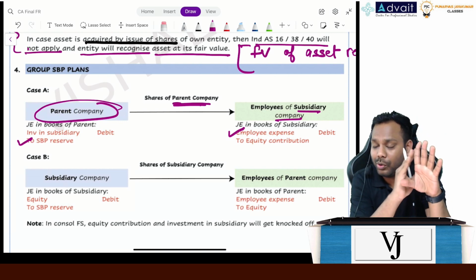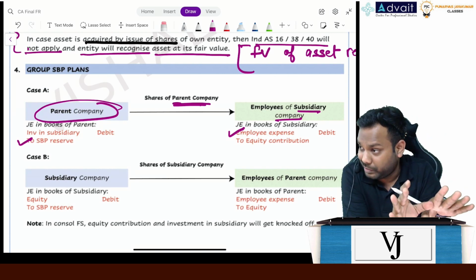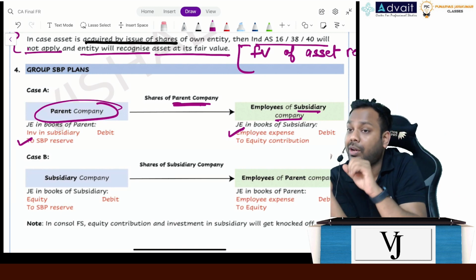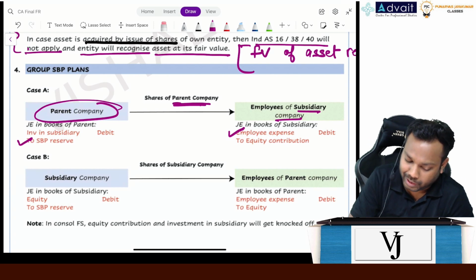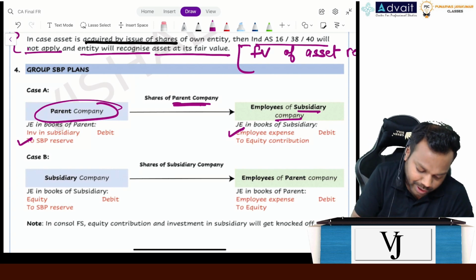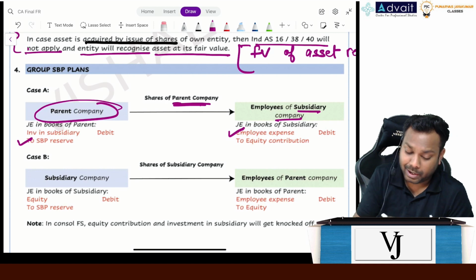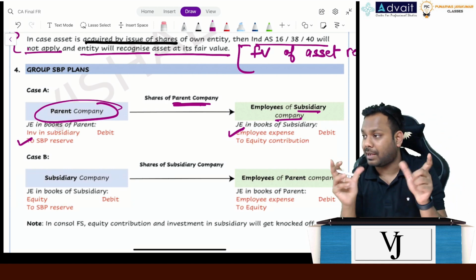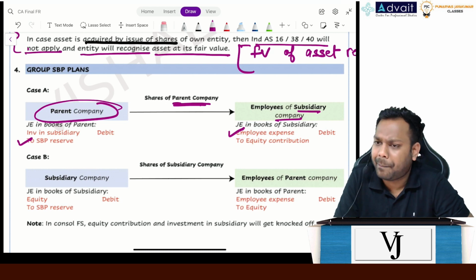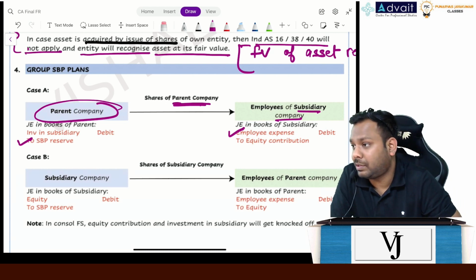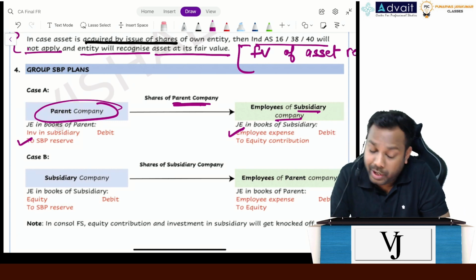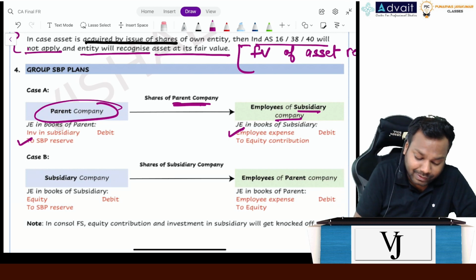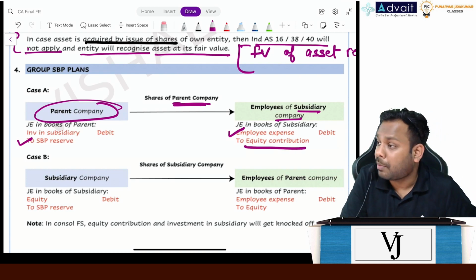Understand, the entity who issues the shares will record the reserve. Entity who receives the services will record the expense. But now, if I have to say the subsidiary company recorded employee expense, parent company recorded reserve, the debit of the parent company and the credit for the subsidiary company is blank. Why? Now tell me, why will parent company give the shares to the employees of subsidiary company? It's like an investment. Very good. So the parent company is investing in subsidiary, right? So it's an investment in subsidiary. Here it's an equity contribution from a parent company.